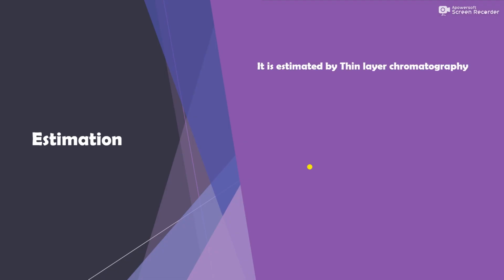Estimation of caffeine. It is usually estimated by thin layer chromatography. Sample preparation is the same: 1 milligram of sample in 1 ml of solvent, and the solvent used is methanol or chloroform.